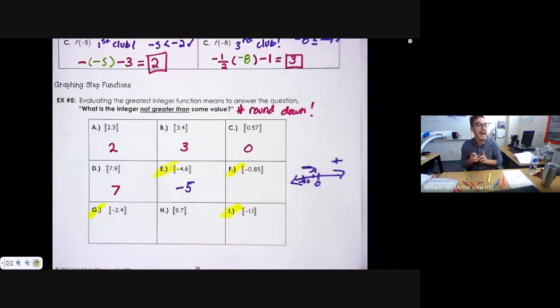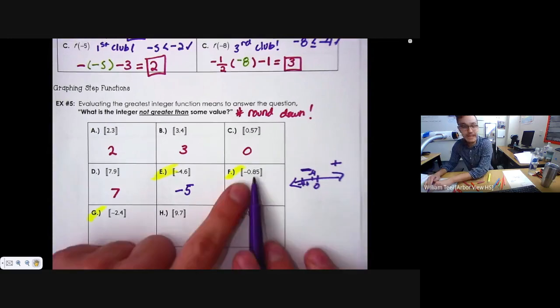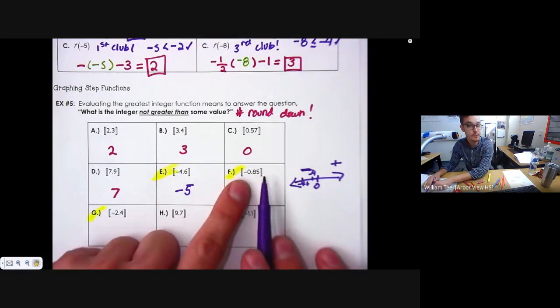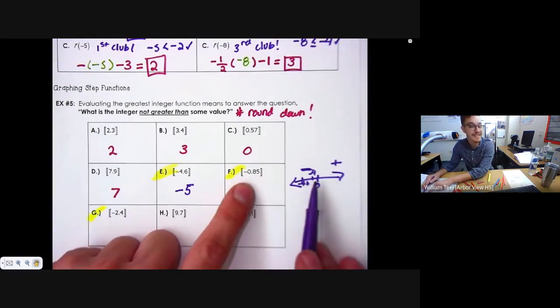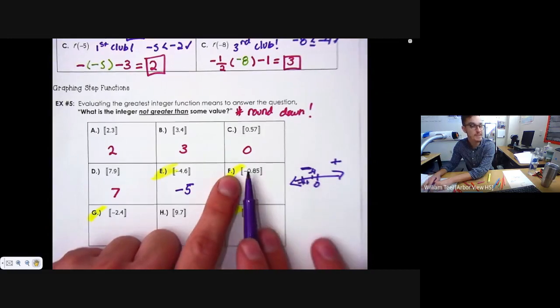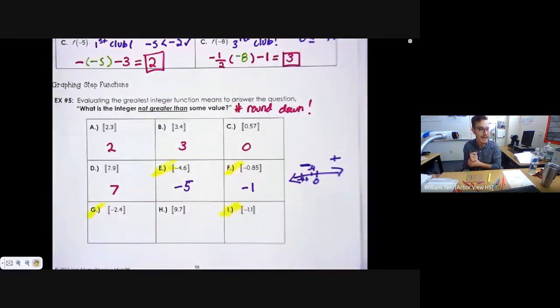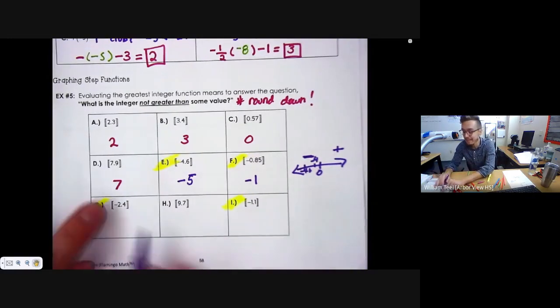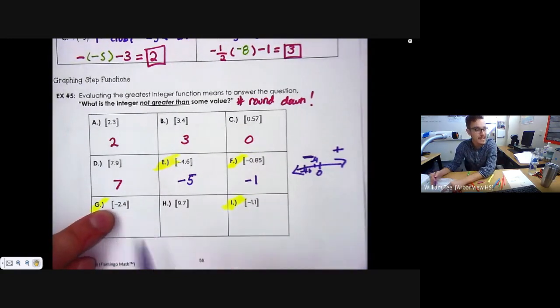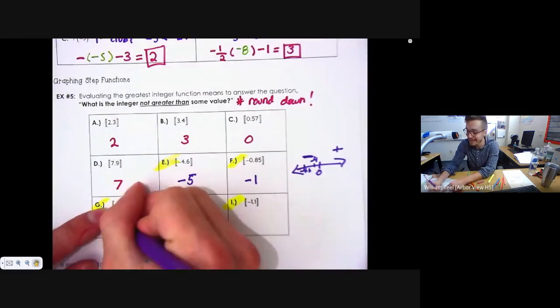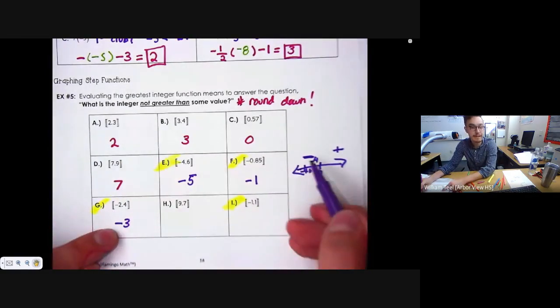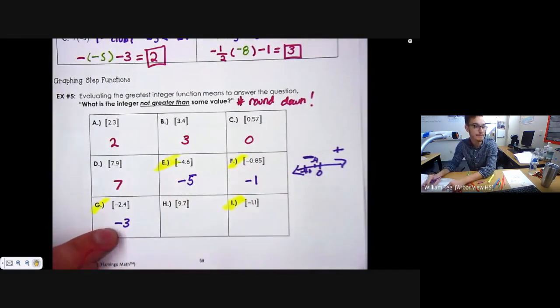Same thing if we're looking at F. What is the greatest integer of negative 0.85? Once again, we're looking for the smaller integer. So we're rounding down. We're going to the left-hand side on the number line. So that means we are actually looking at negative 1. Okay. With part G, negative 2.4, we're looking for the greatest integer. So what is to the left-hand side on the number line? Which whole number is smaller? We are looking at negative 3, because negative 3 falls to the left-hand side on the number line.